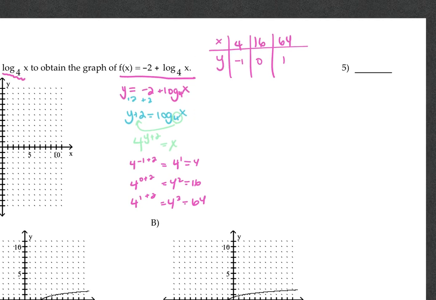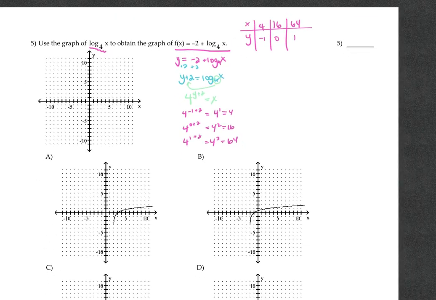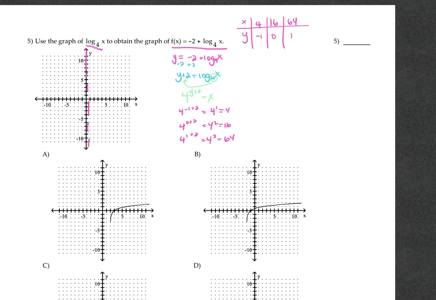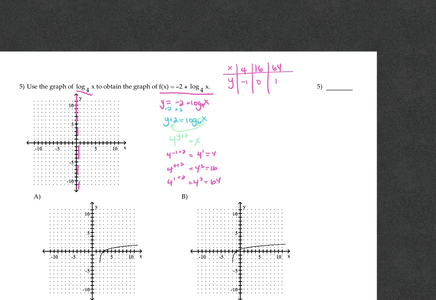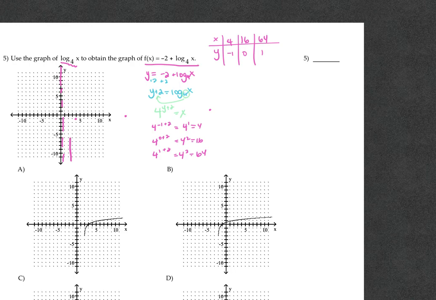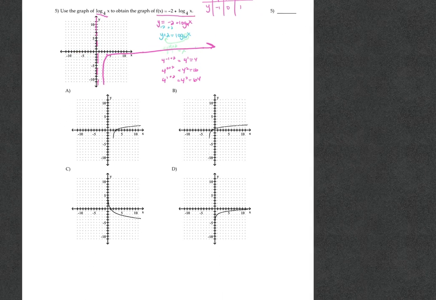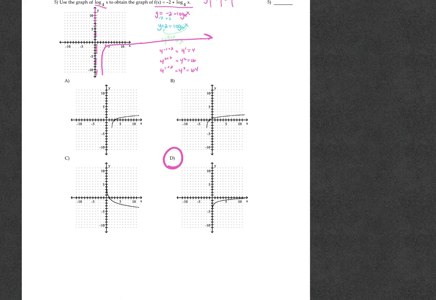So with a log function, you have a vertical asymptote at 0. And if I plot these, I'd get 4, negative 1; 16, 0 would be all the way down here; and then 64 all the way over here. So my graph is going to do this. If you look at the options, D is the only one that resembles that.